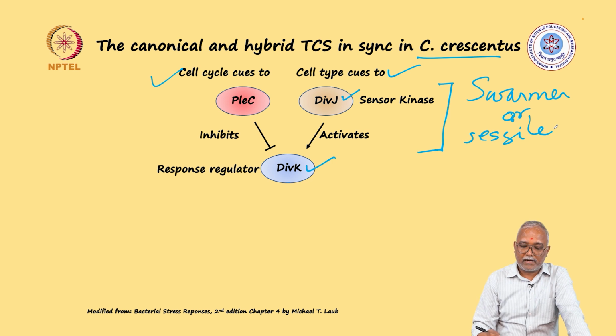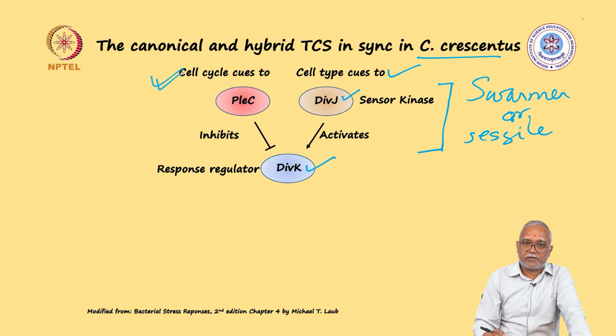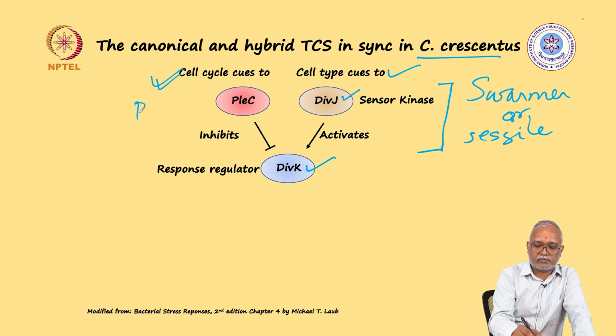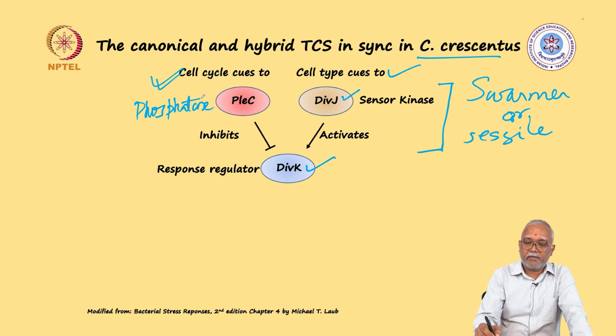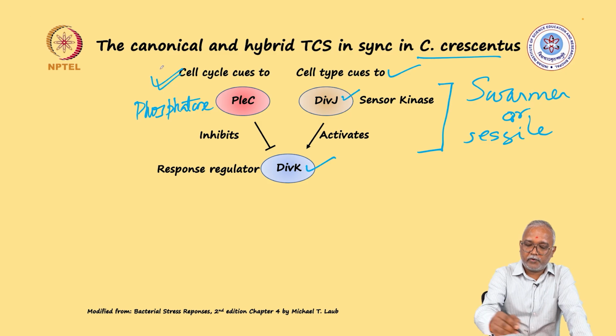We will see more of that. Then there is a cell cycle cue which says you should undergo division. That induces a molecule which is PLAC, which is a phosphatase, which will inhibit DIV-K as a response regulator. So there are parallel arrangements from different cues.